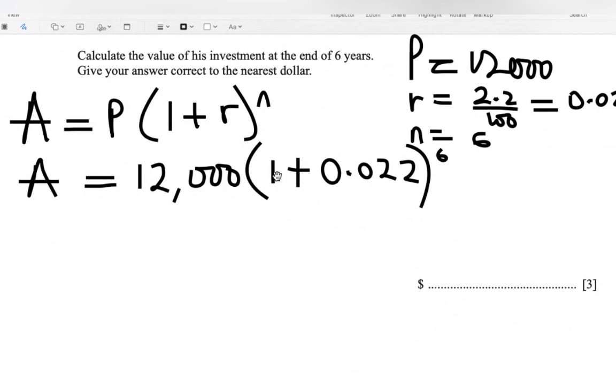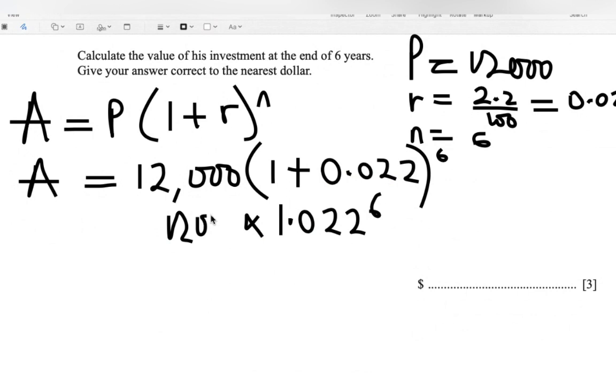How? You add 1 to this and you get 1.022 to the power of 6. You do what is inside the bracket first, before you multiply with 12,000. So you get 1.022 to the power of 6, and then you multiply whatever you get by 12,000, and then we'll get our final answer.